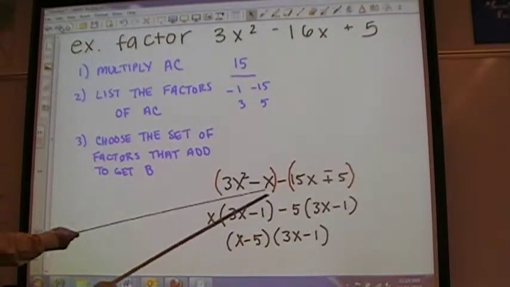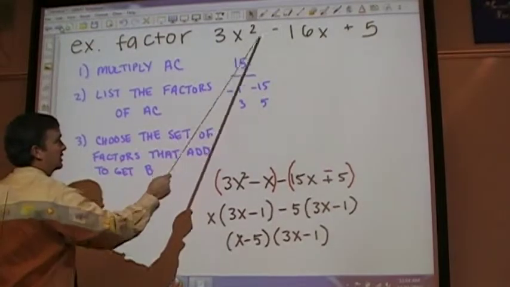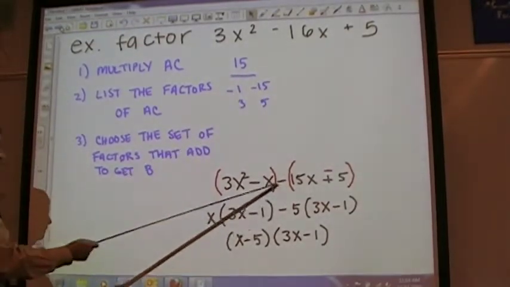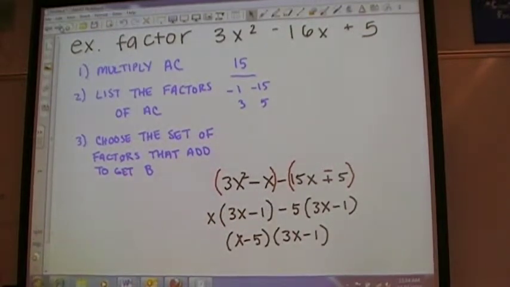So I rewrote the problem. Ignore the red here. I rewrote the problem as 3x squared. All I did was rewrite the minus 16x to minus 1x and minus 15x. I took those two factors and wrote it as minus x minus 15x. So ignore the red. Don't ask me a question about the red yet. So you should have 3x squared minus x minus 15x minus 5.